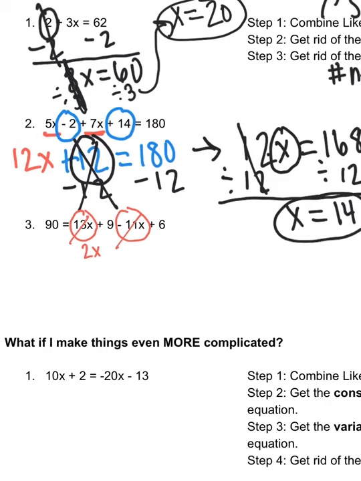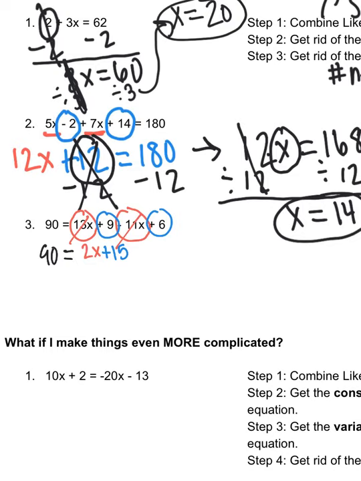Then my other like terms are just the numbers. Okay, right, so positive 9 and positive 6. So 9 plus 6 is just 15. And then nothing happened over here with the 90. So now I have 90 equals 2x plus 15.